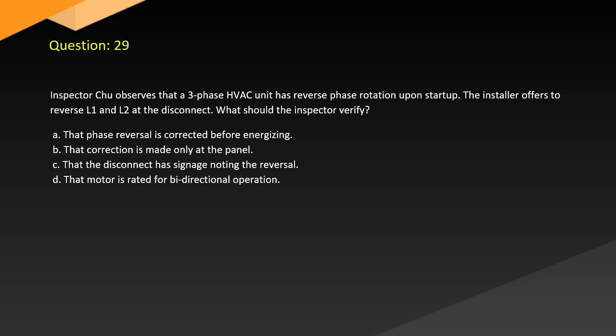Question 29. Inspector Chu observes that the three-phase HVAC unit has reverse phase rotation upon startup. The installer offers to reverse phase at the disconnect. What should the inspector verify? A. That phase reversal is corrected before energizing. B. That correction is made only at the panel. C. That the disconnect has signage noting the reversal. D. That motor is rated for bidirectional operation.